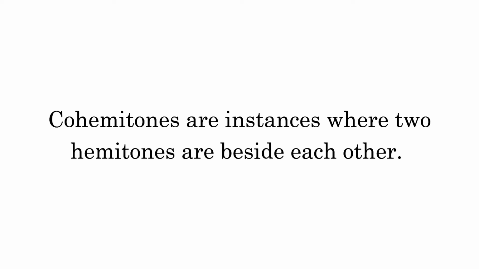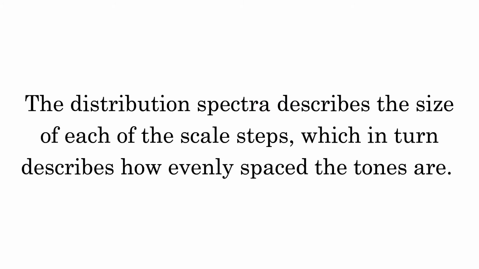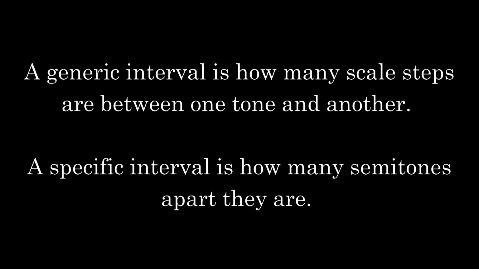Cohemitones are instances where 2 hemitones are beside each other. This scale has 5 cohemitones. They are at positions here, here, here, here, and here. The distribution spectra describes the size of each of the scale steps, which in turn describes how evenly spaced the tones are. A generic interval is how many scale steps are between one tone and another.